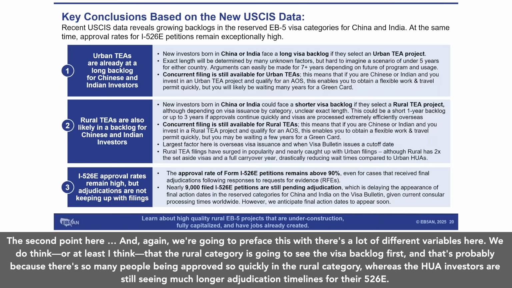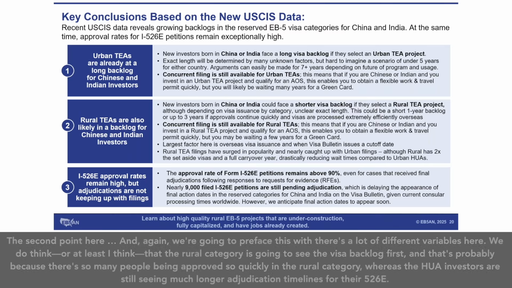The second point here, and again, we're going to preface this with the fact that there are a lot of different variables. We do think, or at least I think, that the rural category is going to see the visa backlog first. That's probably because so many people are being approved so quickly in the rural category, whereas HUA investors are still seeing much longer adjudication timelines for their I-526E.